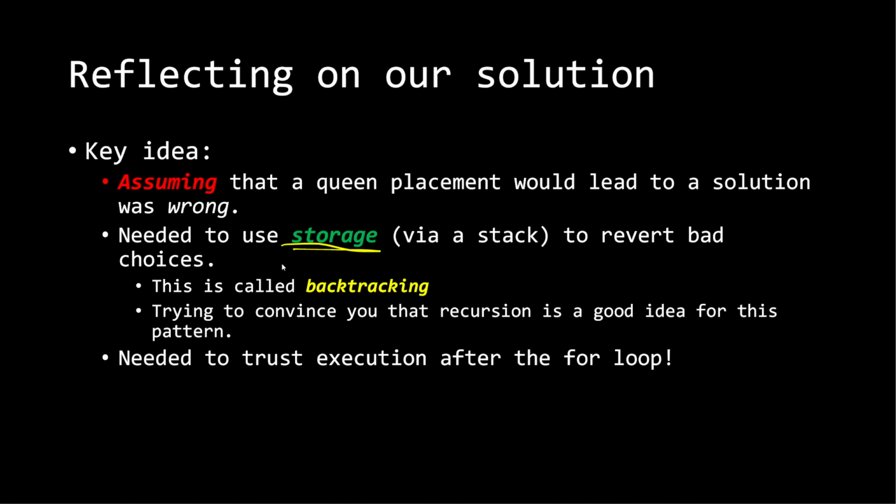But the problem is we can't see into the future, right? We're kind of blind going in from column to column. So we have to try, right? We have to exhaust the options before we actually know. So this technique is called backtracking.